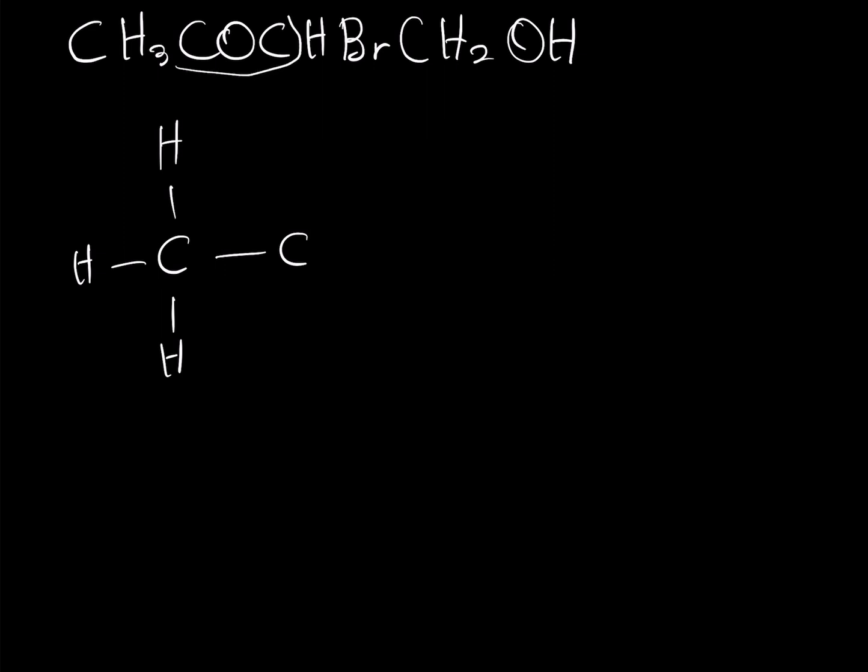Whenever you see COC looking like this, it's going to mean that this is a ketone. A ketone looks like this. A ketone is an oxygen double bonded to a carbon, which is bonded to two other carbons. That's called a ketone. So now in this case, we have the carbon, right? To draw the oxygen, we would double bond it to the carbon.